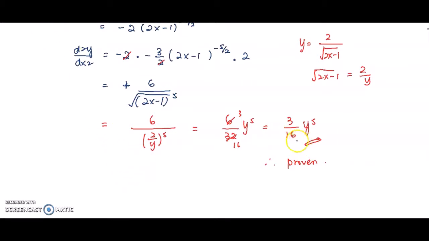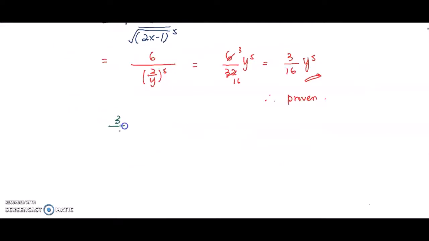So this is your d²y/dx², then we equate it to 6. This is 3/16 y⁵, which is your d²y/dx². We equate it with 6, and then we solve it first. y⁵ equals 6 multiplied by 16/3, we got 32, meaning that y will be equal to 2.